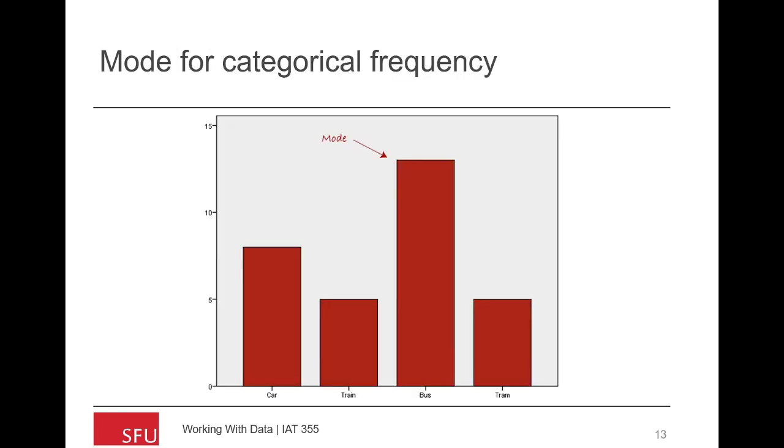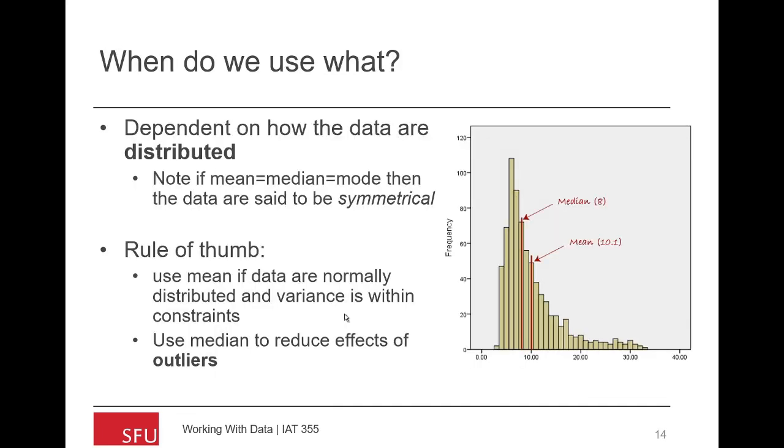So in using mode for categorical frequency, typically what you would do is you'd have, say, a bar chart, which is measuring the number of items in a particular category or the number of items of nominal data. So here's the car name, how many times that appears, it's roughly 7, train is roughly 5, bus is roughly 12 or 13 here, and tram is, again, roughly 5. So the mode of this data set is bus, because the bus occurs 13 times, and that's the largest number of occurrences of any of these data values, car, train, bus, and tram.